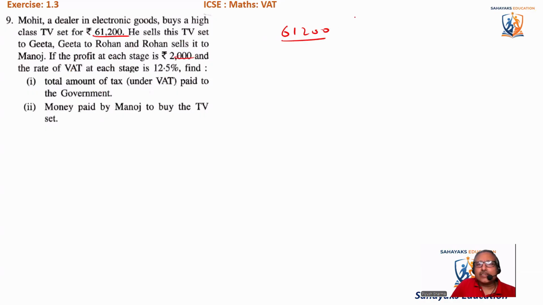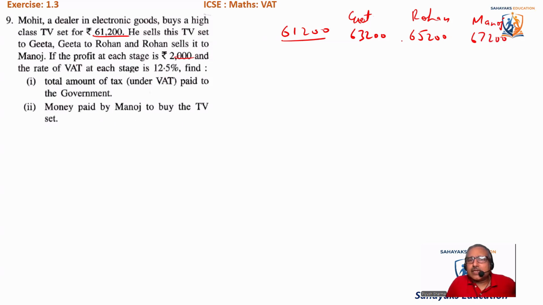he sells it to Geeta. So 2,000 rupees plus on this. So 61,200 plus 2,000 becomes 63,200. Okay, Geeta to Rohan. So Rohan got it for 65,200, 2,000 rupees profit. And then Rohan sells it to Manoj. So Manoj gets it for 67,200. So everybody is making a profit of 2,000 rupees.